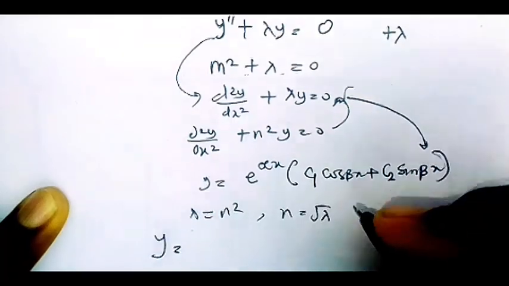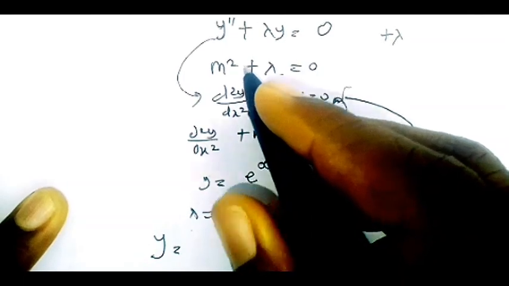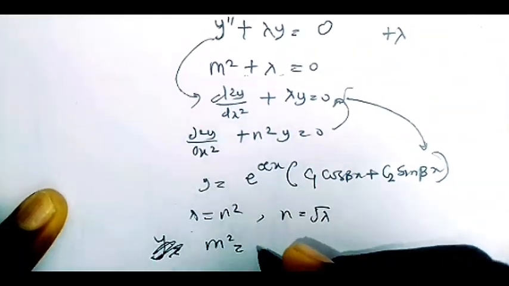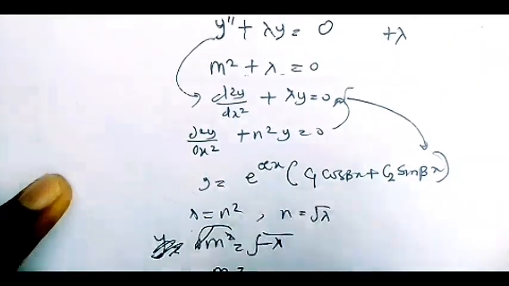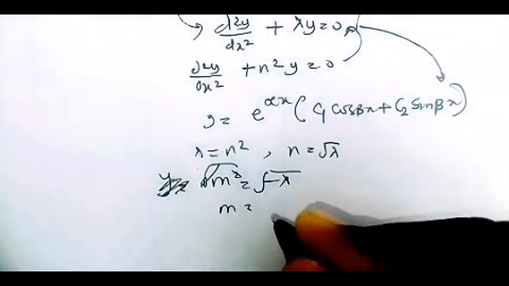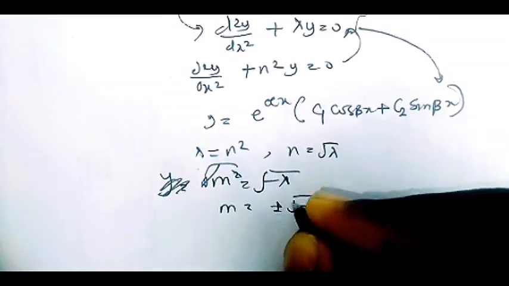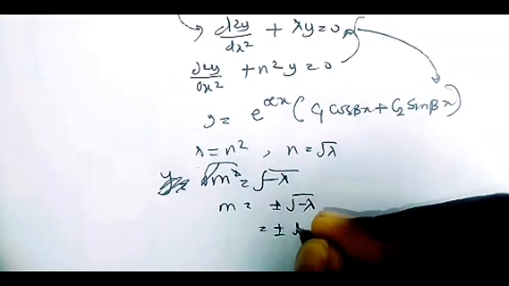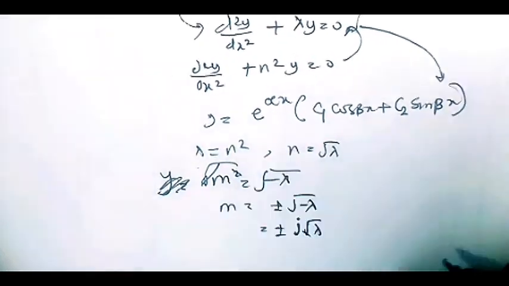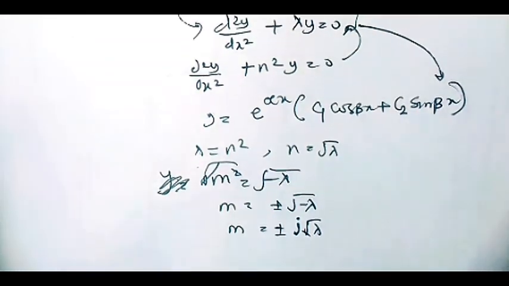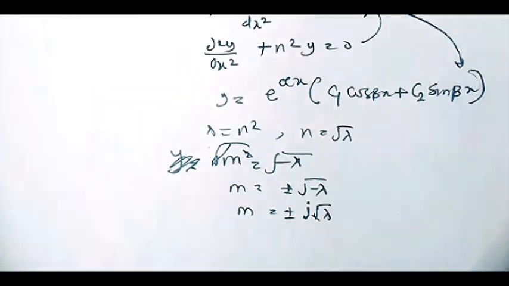I'll just take my values from here into the equation. Now let's actually solve it. Let's take this to the other side, so m squared equals minus lambda, right? Taking the square root on both sides, my m is equal to plus or minus j square root of lambda, right? Remember, the square root of any negative number gives you a complex number, and my j there is my complex number.